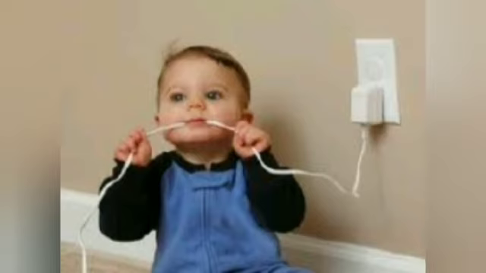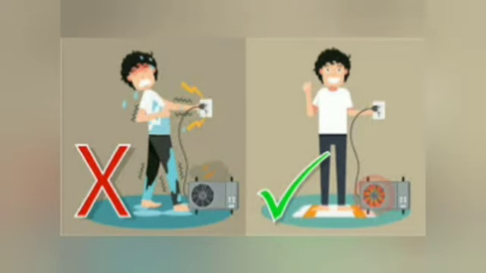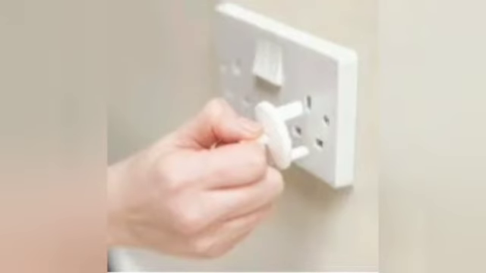The next one is, don't touch a plug with wet hands. As you can see, here is a boy touching the sockets with wet hands. It is very dangerous. And the next one, always get an adult to plug things in. And the next one is, never put your fingers into a socket in the wall. It is very dangerous if you put your fingers into the socket of the wall.